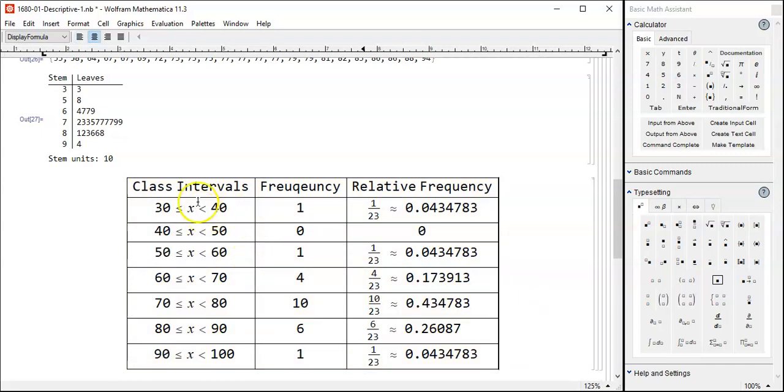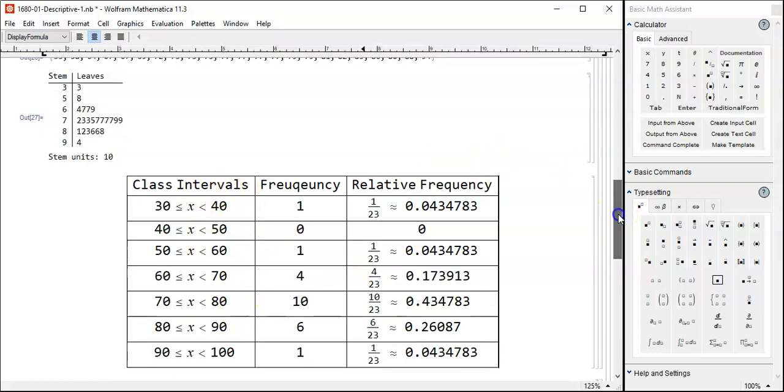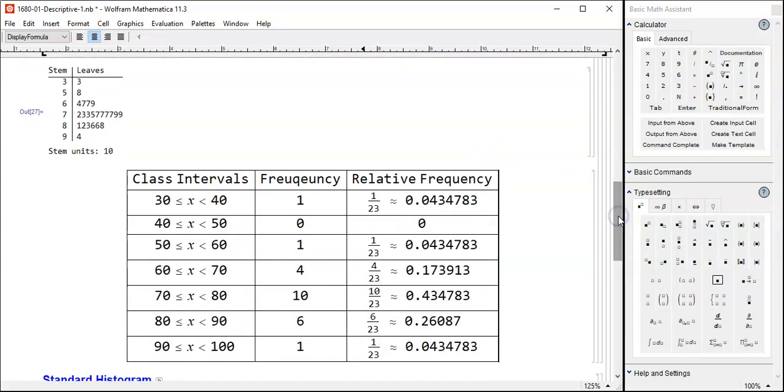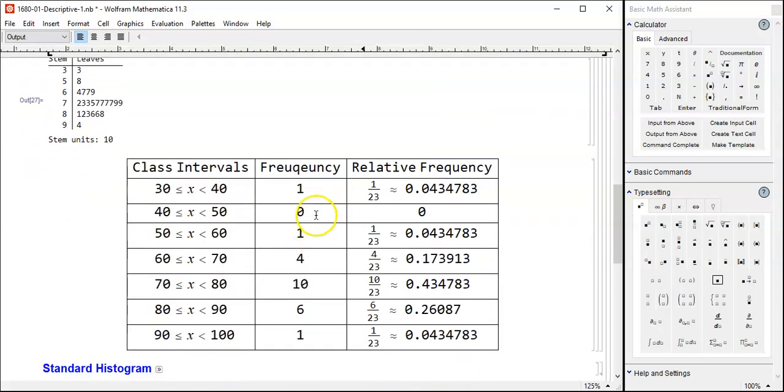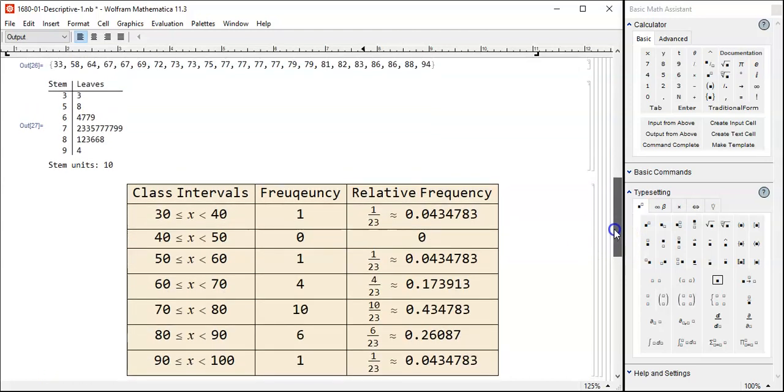Difference is 10, difference is 10, difference is 10, and so on. And at each class interval, frequency, how many people are there? Let's see, between 30 and 40, there's one. Between 40 and 50, nobody there. Score 33 and then goes over to 58, so frequency is 0. And between 50 and 60, there's only one, 58. And between 60 and 70, there are 4, 64, 67, 67, and 69.